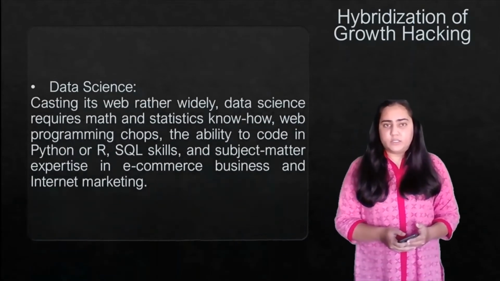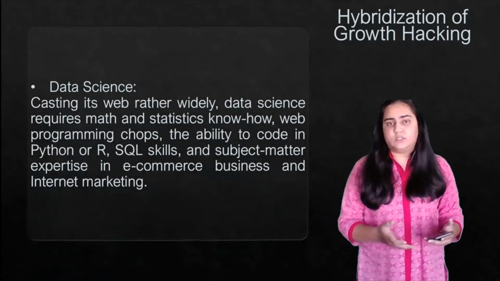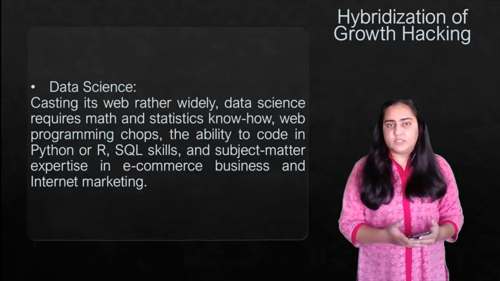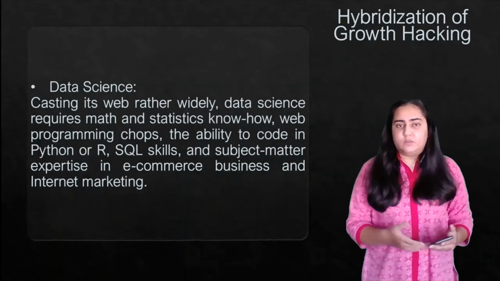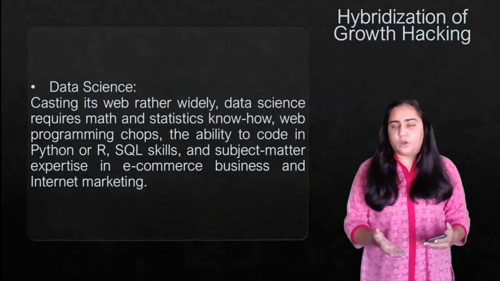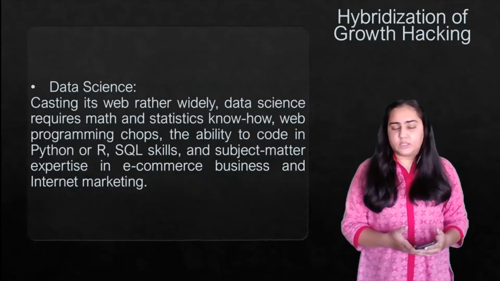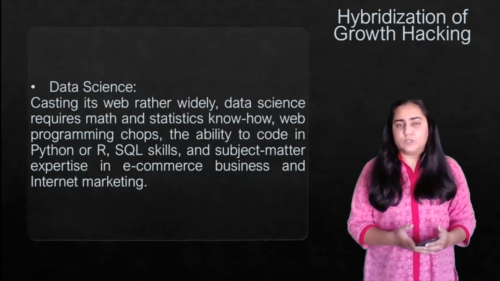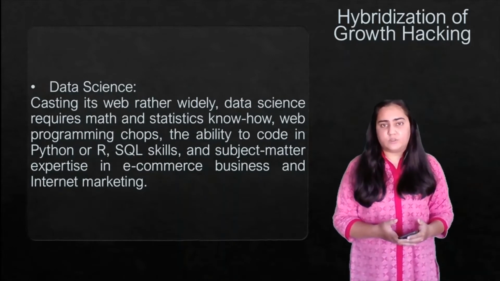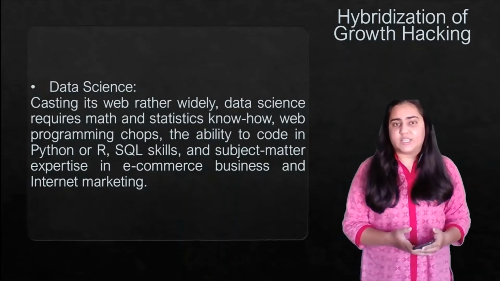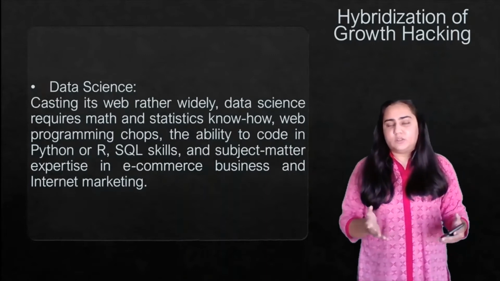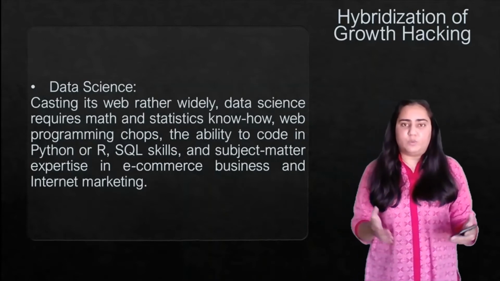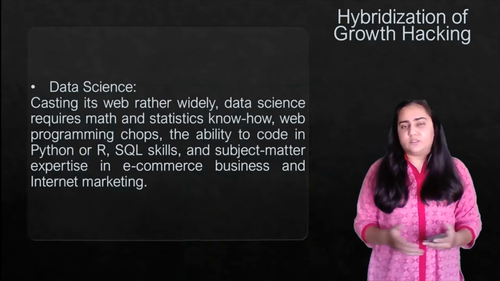Next, we have data science. Data science casts its web rather widely because it requires mathematics and statistics. It requires web programming, the ability to code in Python or R, and even SQL skills. And apart from this, data science also requires a data scientist to have subject matter expertise in e-commerce business and also understand internet marketing. So these are the things involved in data science. And as you can see, it's a very wide subject because there are so many things involved.